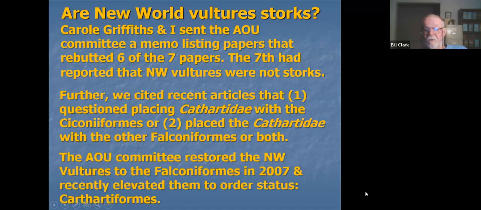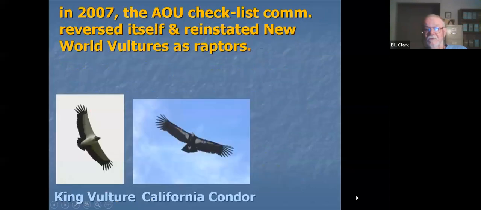or both. So the AOU checklist committee restored the New World Vultures in 2007 and has recently elevated them to the order status. So now they're Cathartiformes. So they're even more formally accepted as different, but still we consider them birds of prey.